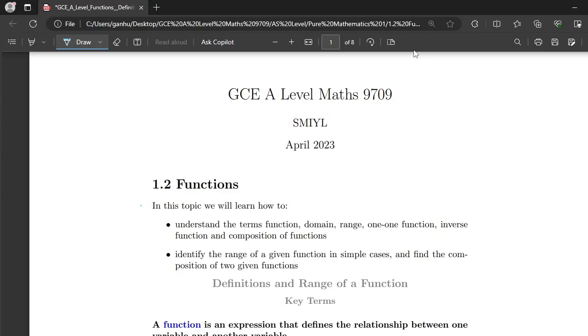I am a former A-level student and I graduated high school with straight A stars, and I'm here to help you do the same, or if not, just make A-level maths a little less challenging for you.